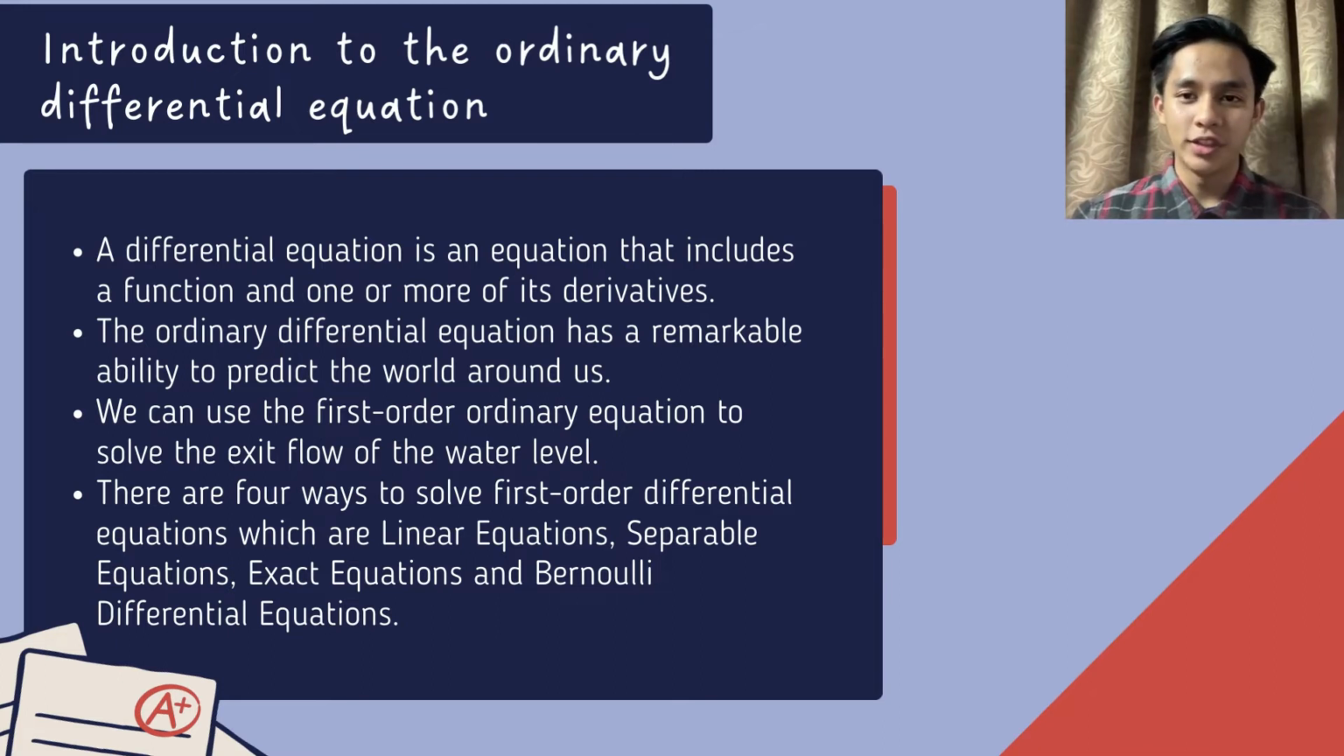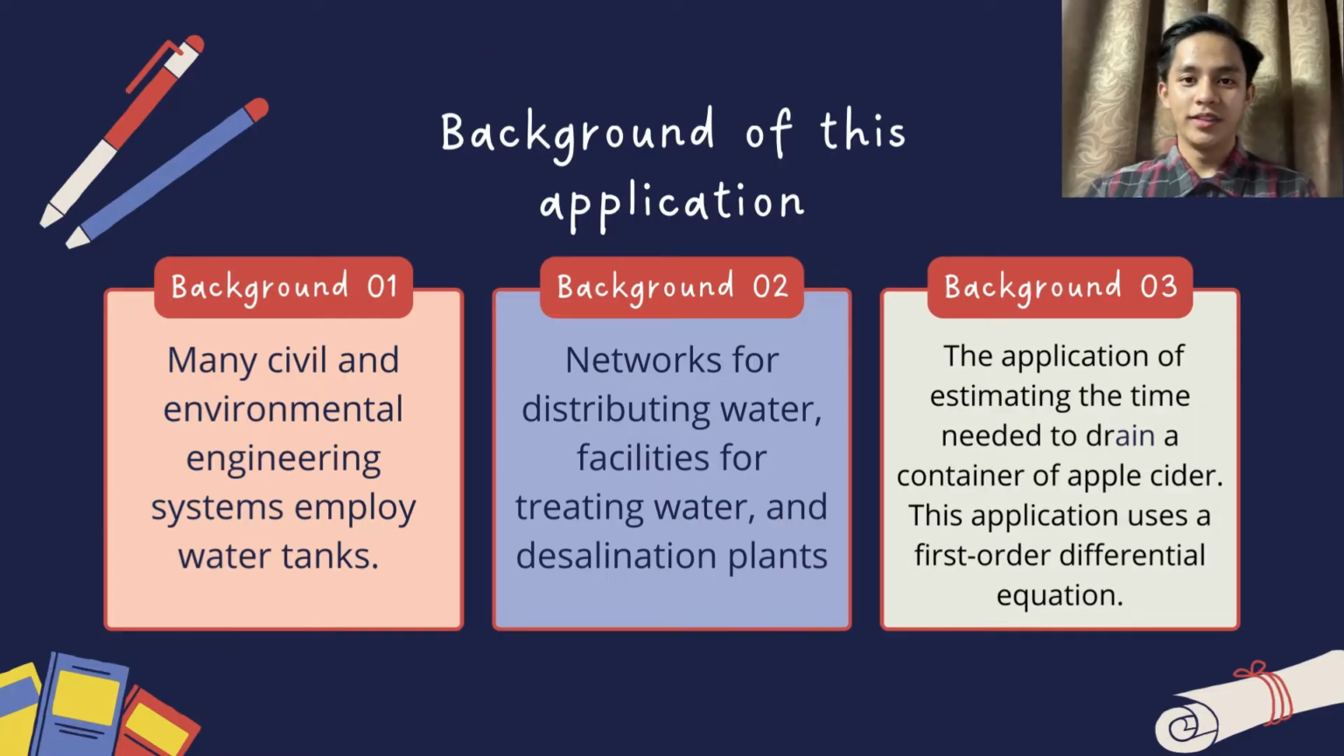The ordinary differential equation has a remarkable ability to predict the world around us. We can use the first order ordinary equation to solve the exact flow of the water level. There are four ways to solve first order differential equations, which are linear equations, separable equations, exact equations, and Bernoulli differential equations. Next is the background of this application.